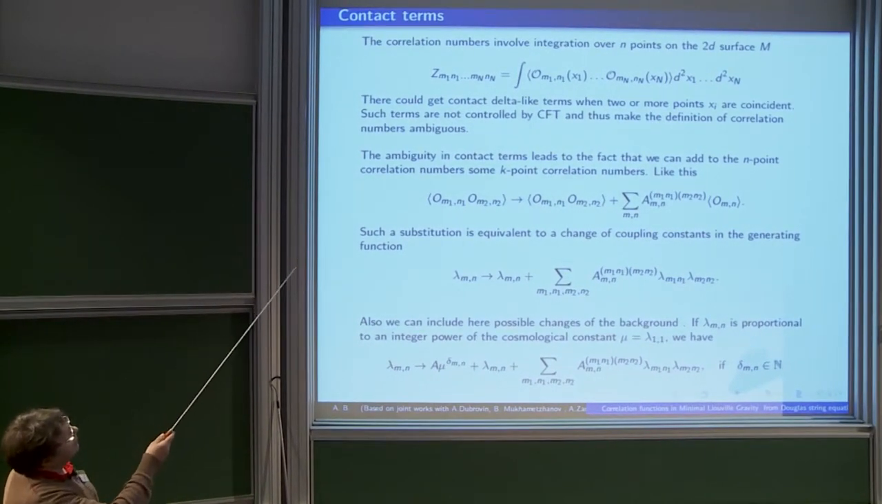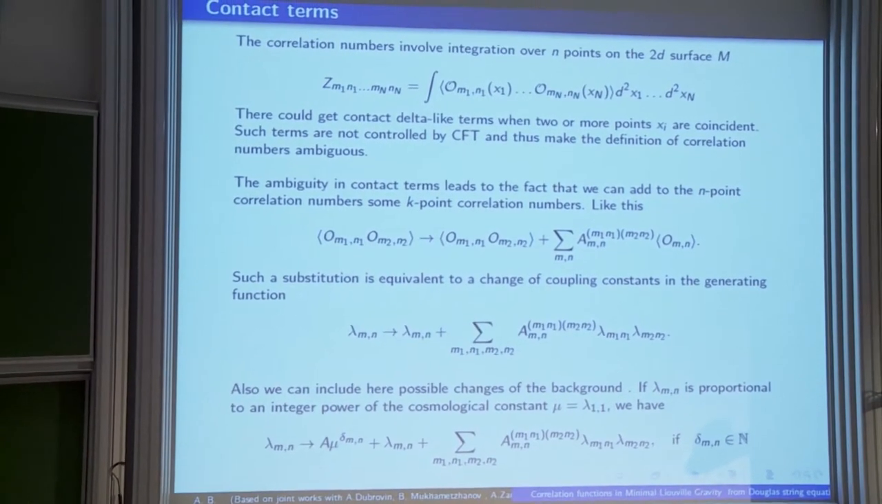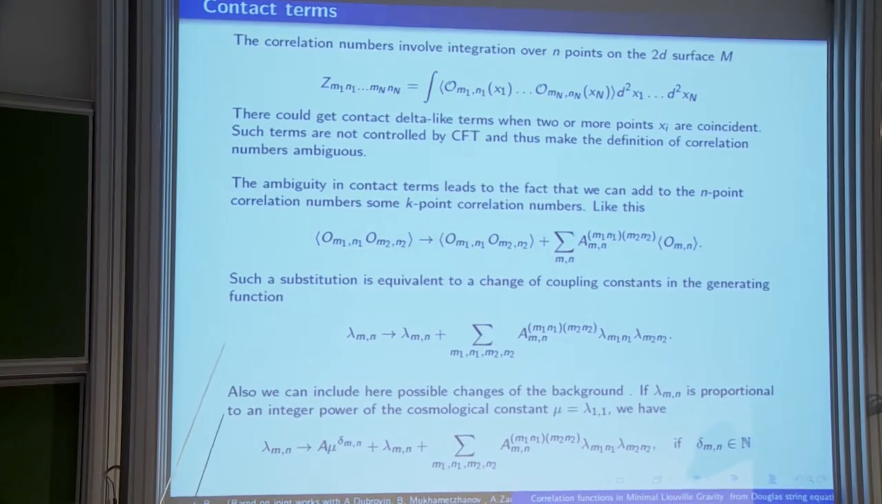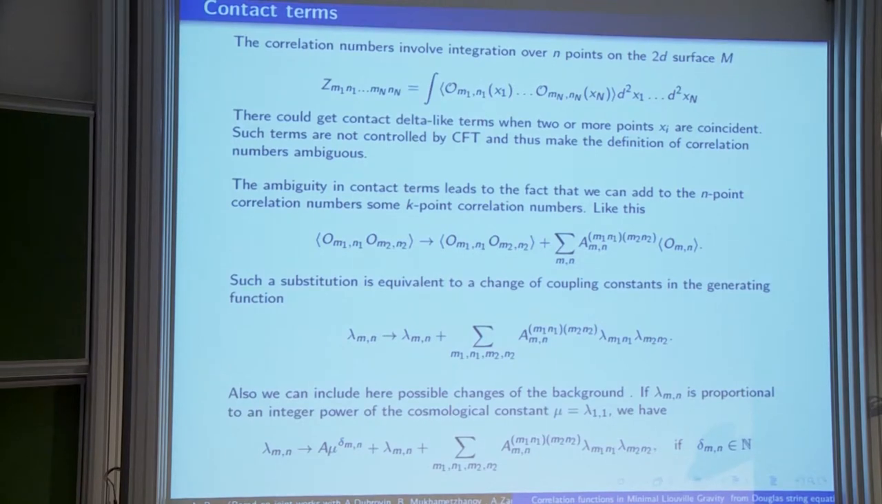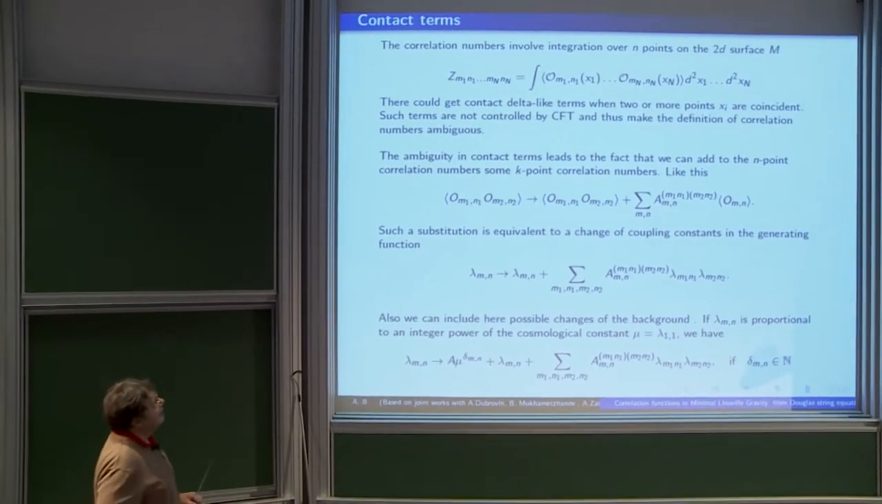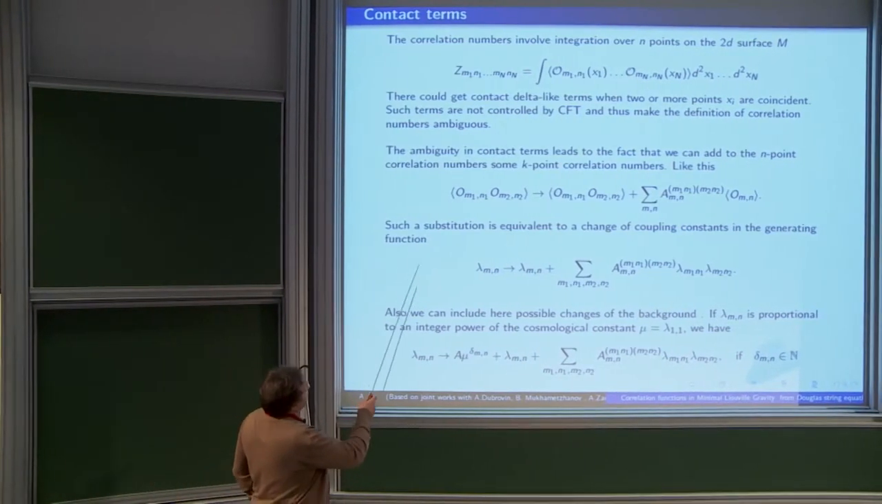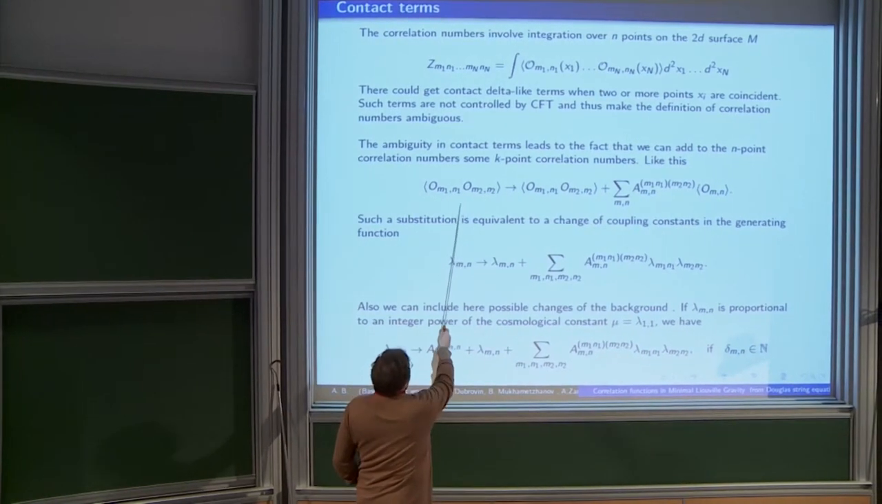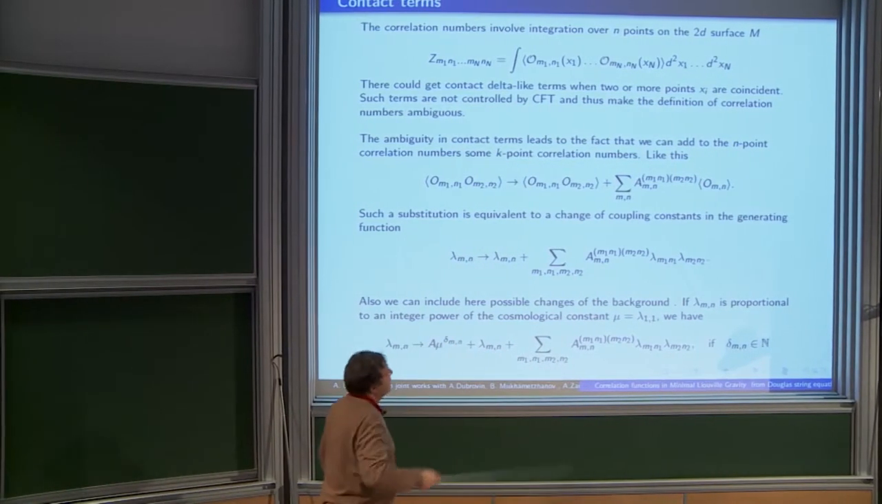Since to compute correlation numbers we should integrate over a two-dimensional surface, we meet the following problem when two or more points in this integrand coincide. The contribution of such situations is not controlled by conformal field theory, and we can add delta-like contact terms. This ambiguity is equivalent to the possibility of adding to a correlation number some other correlation number of a different order.